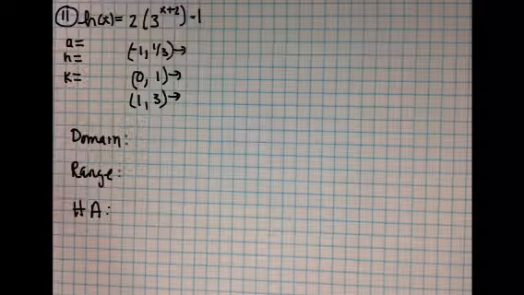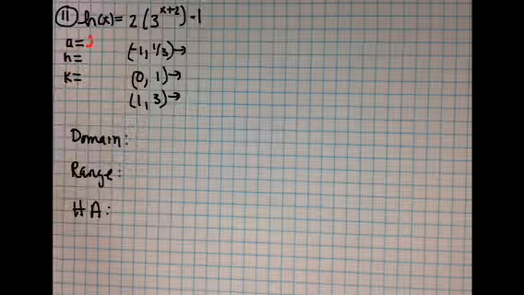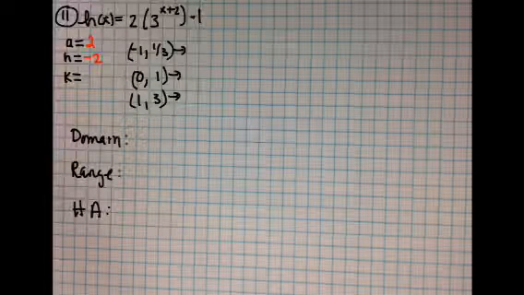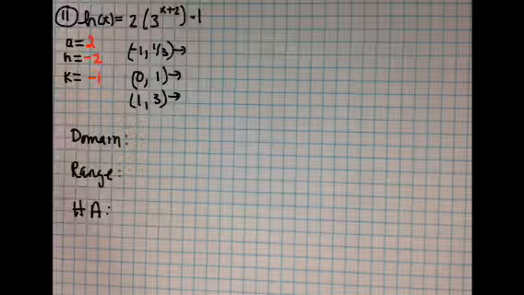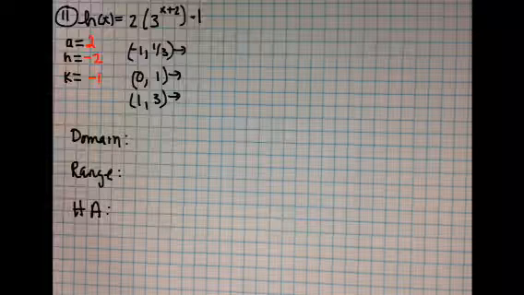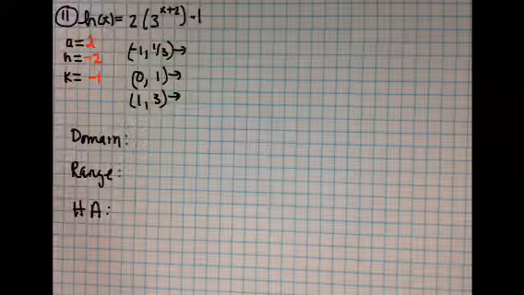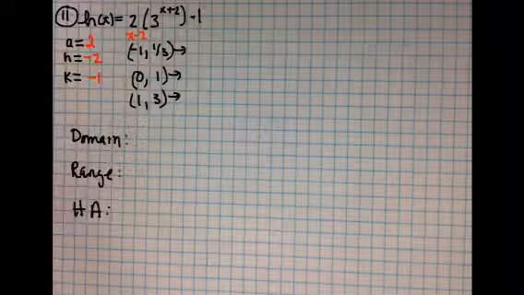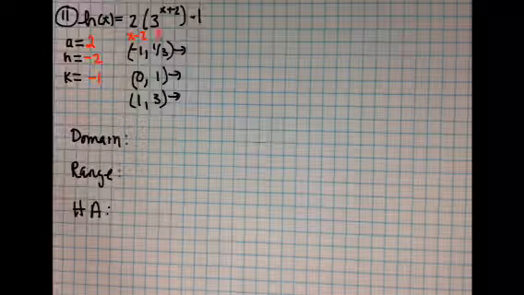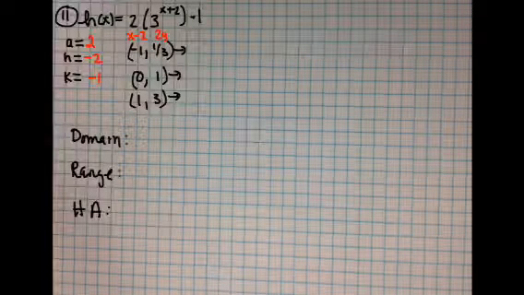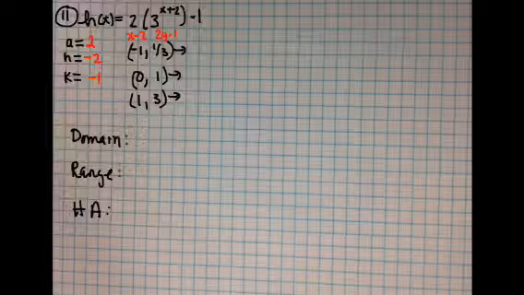Alright, so for number 11, a is 2, h is negative 2, and k is negative 1. Remember, h is the opposite of what you see, and k is what you see is what you get. So that means the x is affected by the h, so I'm going to put x minus 2. The y is affected by the a and the k, so it's going to be 2y, because a is 2, minus 1. So now I'm going to transform the points.